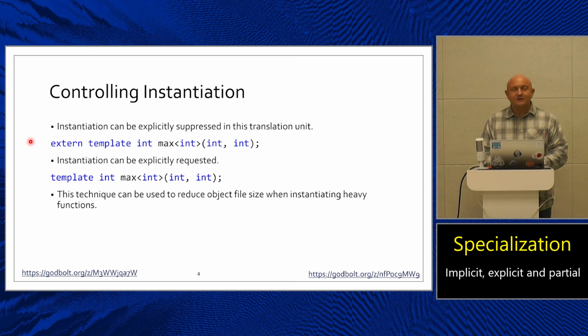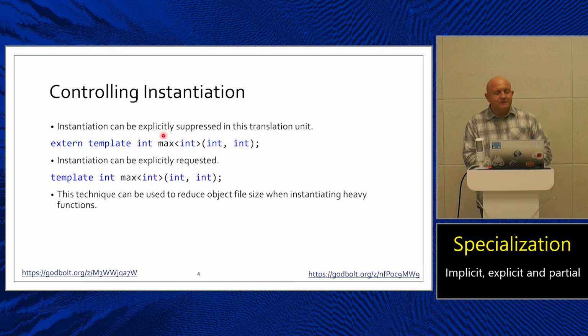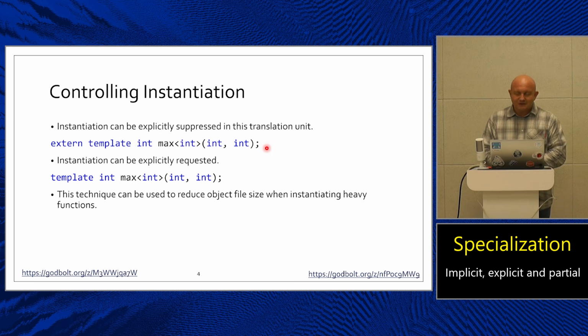And let's review the syntax. This declaration, extern template, and then some specialization syntax, means we are suppressing the instantiation from this point to the end of the translation unit. It's an explicit prohibition. This is not erasing the specialization. It's a promise that it has been instantiated elsewhere and the linker will find it.